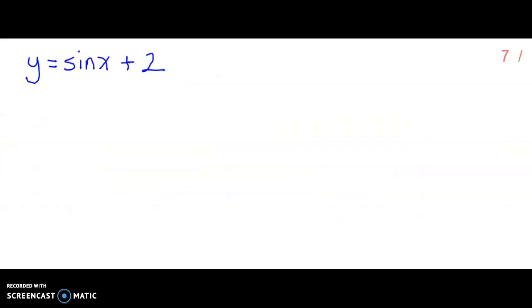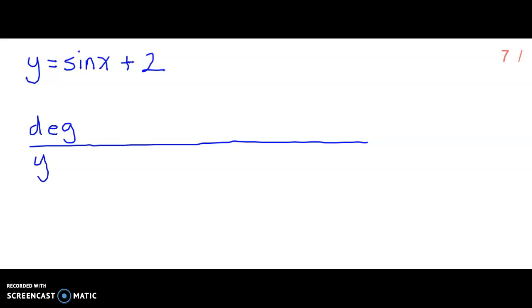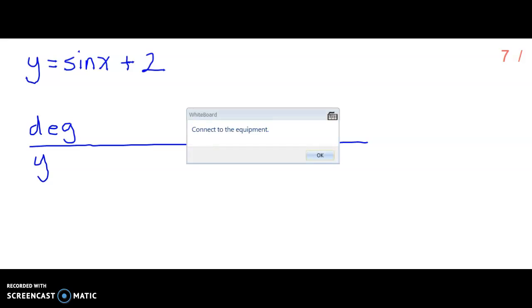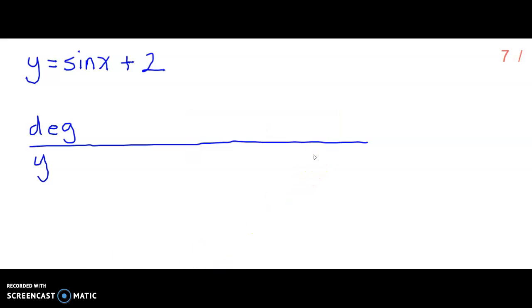What happens if we have this? y is equal to sine of x plus 2. Think about when the sine of x equation actually passes through the midline. Let's think about it. When does it pass through the midline? Well, at 0. At 0, it's at 0. Okay, so the sine of 0 is 0.